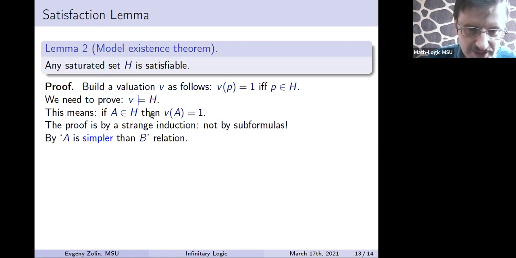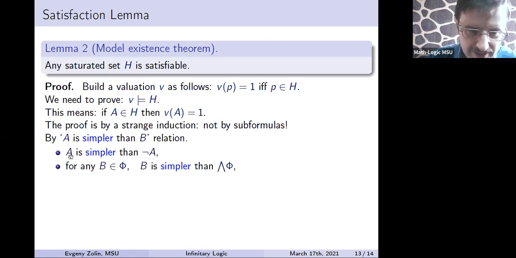Here we will need to change this relation. A is simpler than B. What does it mean? So we copy two items from the definition of a subformula. A is a subformula of not A, so A is simpler than not A. B is a subformula of conjunction phi, and we will say that B is simpler than conjunction phi. But additionally, if we have not conjunction phi, we will say that not B is simpler.